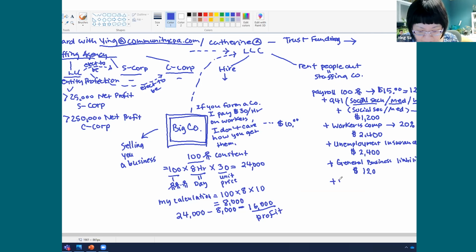If you don't have health insurance, of course you don't add it. If you don't have 401k, you don't add it. If you don't have paid time off, you don't add it. But if you do have paid time off, you need to add it because that's your cost. And how do you calculate that cost? You just use their rate times the time off you're gonna pay. So that amount you add into here. So you calculate everything accordingly.